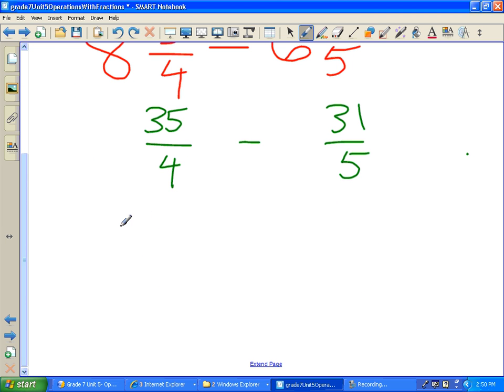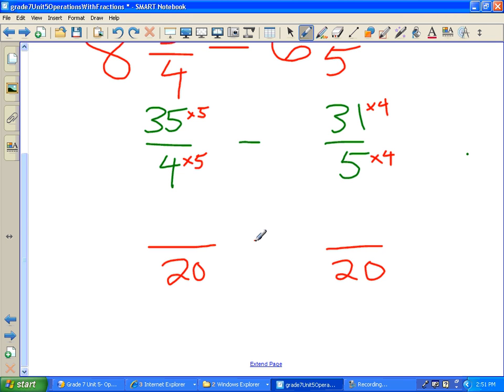And the lowest common multiple of both of these will be 20 if you work it out. So what do I times this by to make it 20? And the answer is 5 for the bottom. What do I times 5 by to make it 20? The answer is 4. Now I will have both my denominators written out of 20.